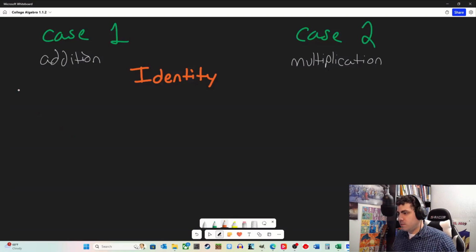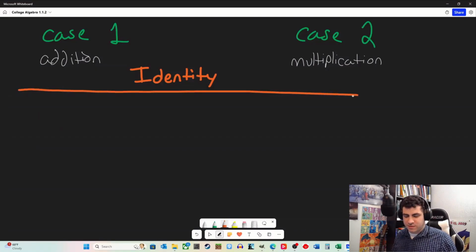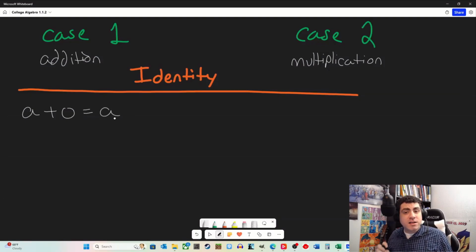The identity property. Now we have an identity property for both addition and multiplication as well. What do we mean by identity? When we apply the identity property to both addition and multiplication, what we find is that the number being affected does not change. So, if we're using addition, what this states is that any number plus 0 equals that same number. It does not change. So A plus 0 equals A.